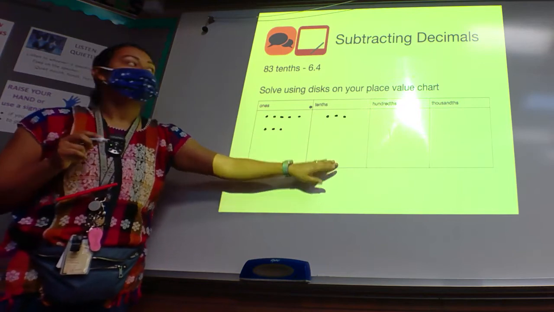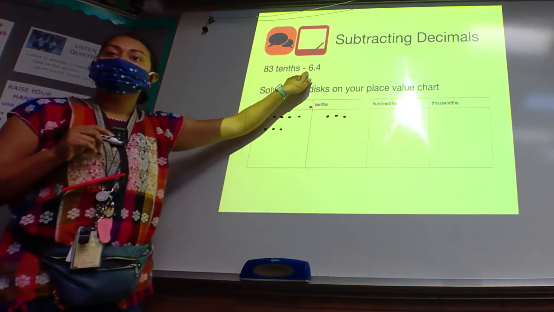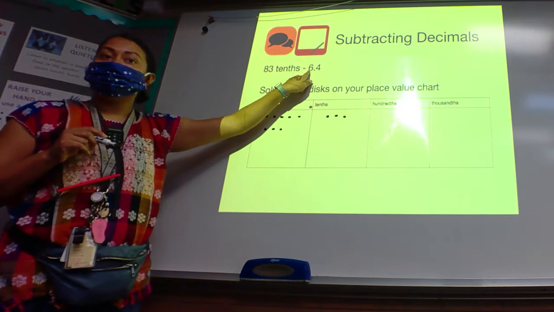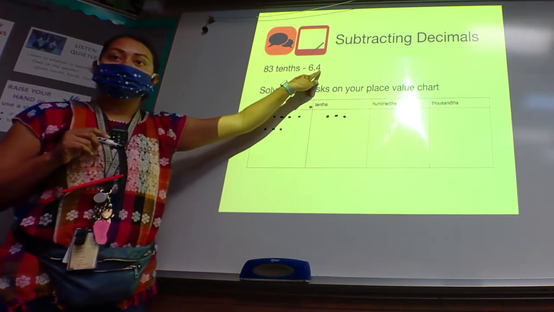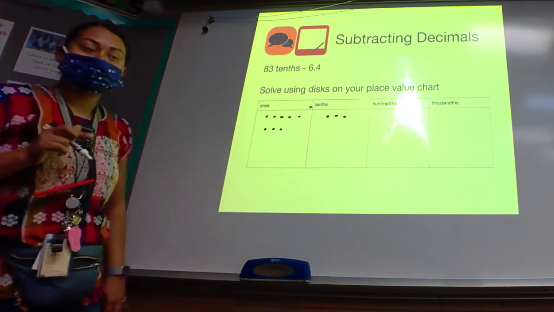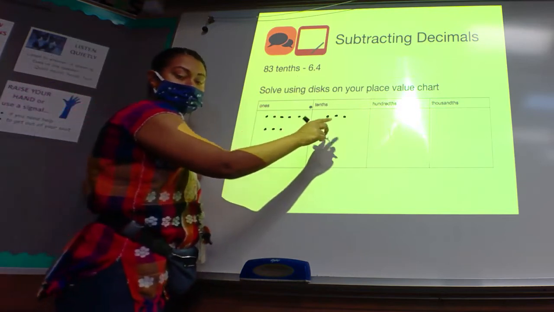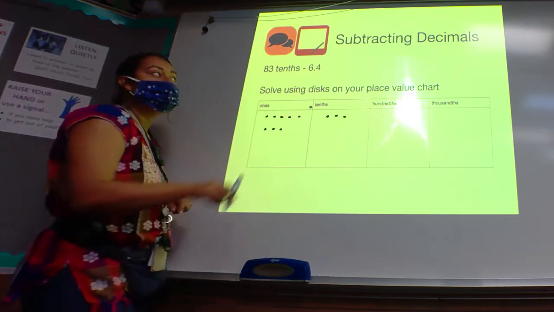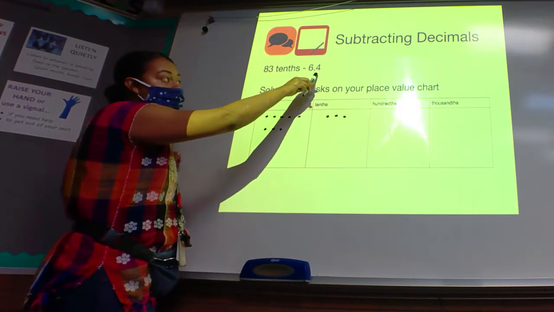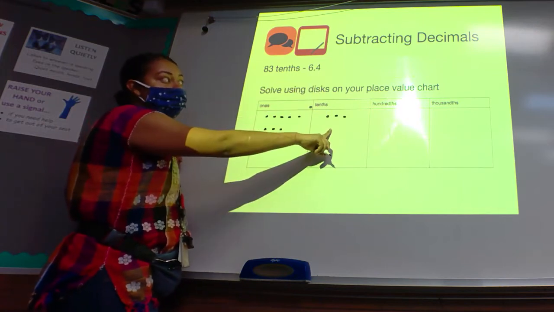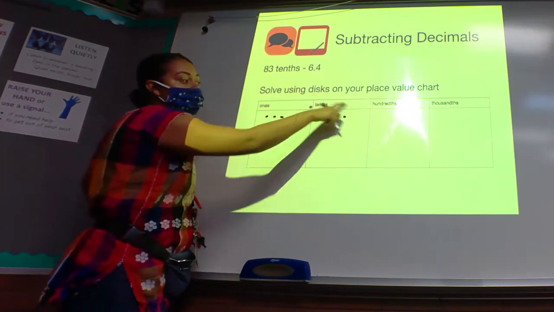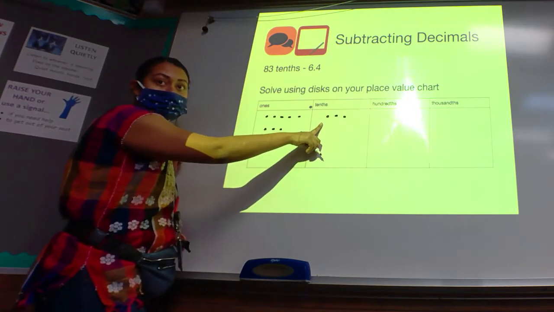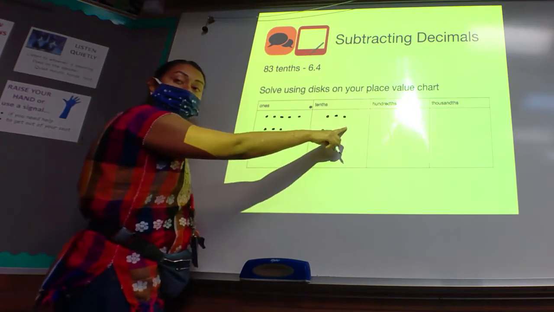Okay, start subtracting. What do you get? You're going to take out 6 ones and 4 tenths. So you can erase them with your finger or you can cross them out. So 6 and 4 tenths. So let's take out the 4 tenths first. Do we have enough to take out 4 tenths? No, right? We only have 3.